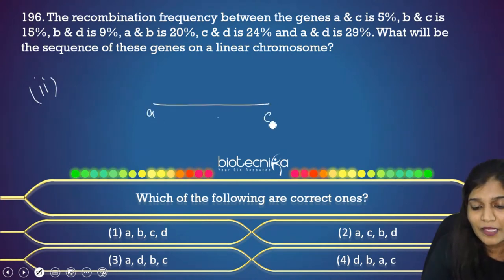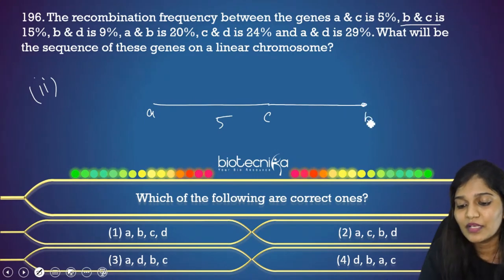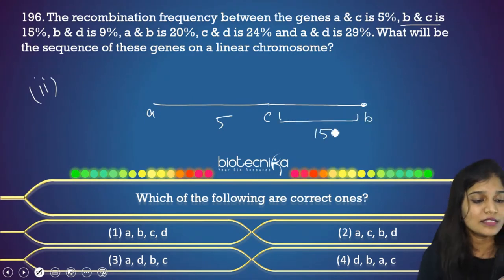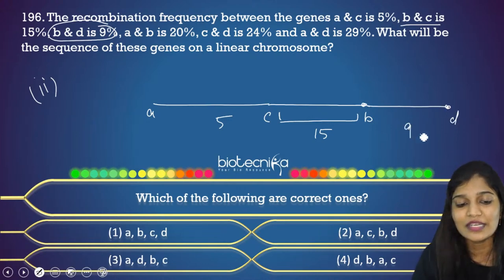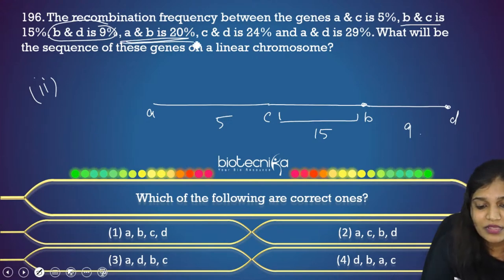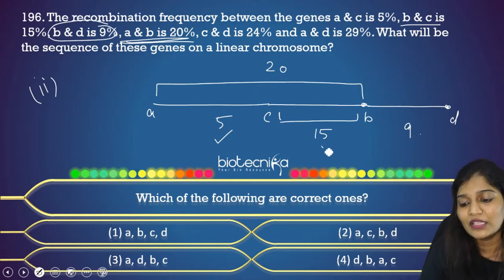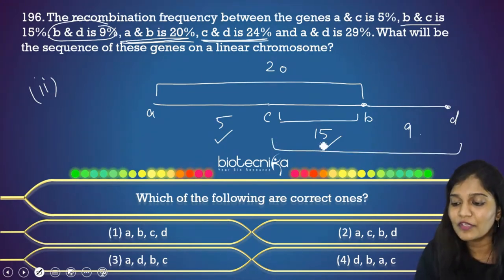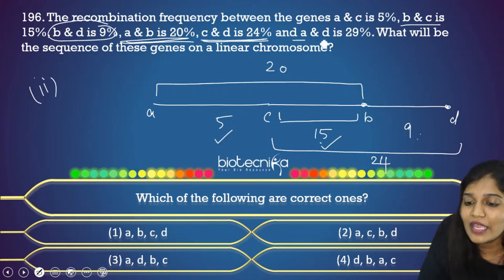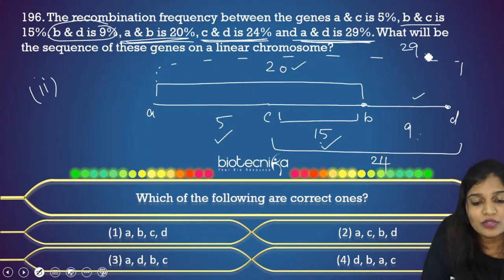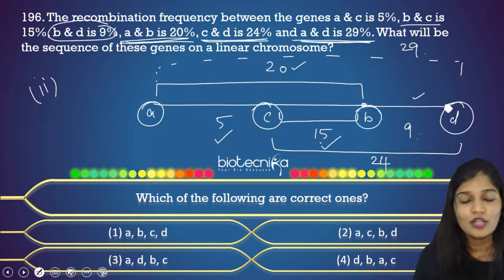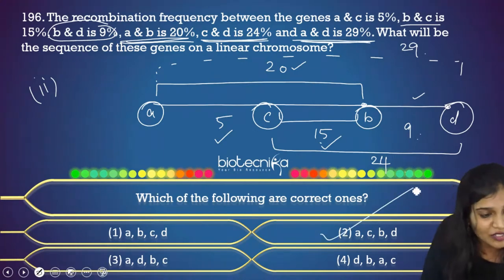So I'm going for the second case. A and C is 5. Yes, I'm writing 5. And B and C is 15%. So I'm writing B here. And B and C is 15%, 15 centimorgans or distance we can say. B and D is 9%. I'm writing D here, which is 9%. A and B is 20%. So this A and this B is 20%, correct? Because this is 5, this is 15, so it becomes 20 here. C and D is 24%, correct? 15 plus 9 makes 24. Yes, it is correct. And A and D is 29. Yes, A and D is totally here 20, here 9, so 29. So the sequence is A, C, B, and D. So where are you seeing this option? Second option. So the correct answer for this question is this one.